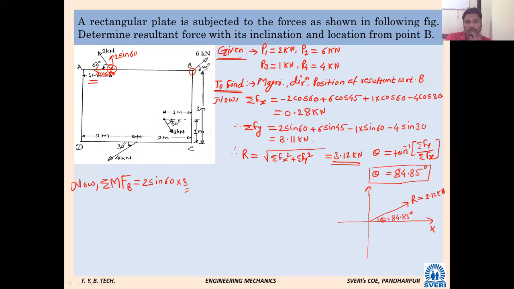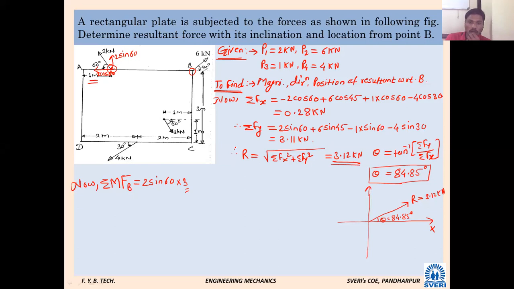The moment is 0, because its line of action is passing through point B. We should not consider that force. Next, P1 force is over. P2 is 6 kilonewton. What will be the moment due to the 6 kilonewton force about point B? 0. That force itself is passing through point B, so we will not consider that force.